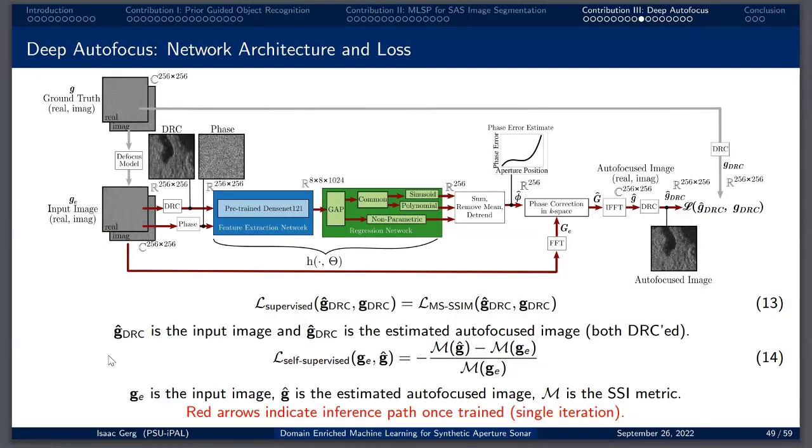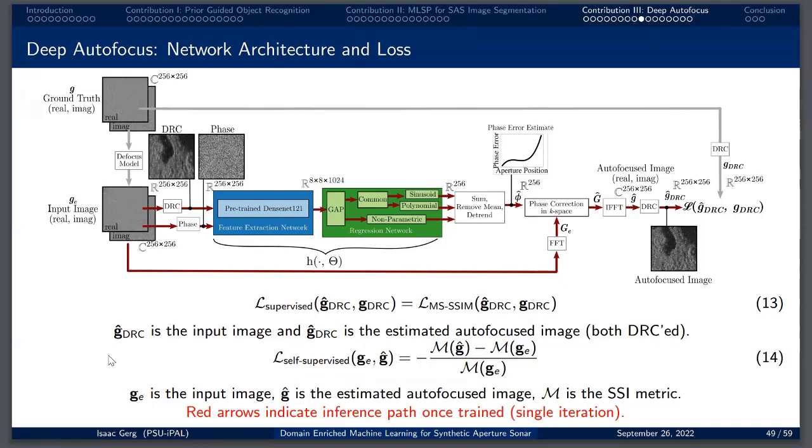Putting this together into a tangible deep learning network, we're going to have our input image in. Sorry, let me back up. We're going to have some ground truth image, which we're going to corrupt through a defocus model. Based on the physics of the problem at hand, we know which types of defocusing we're often going to get and how strong they're going to be. That's going to result in this input image to the network. We're going to convert that image to the dynamic range compressed version and a phase version. We're going to extract features from those using a pre-trained DenseNet.